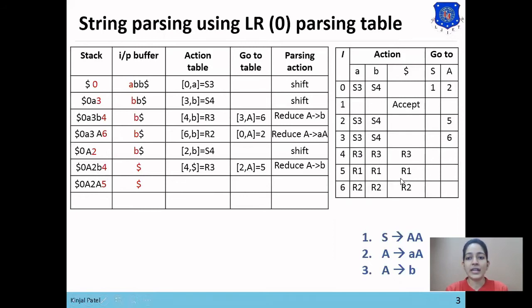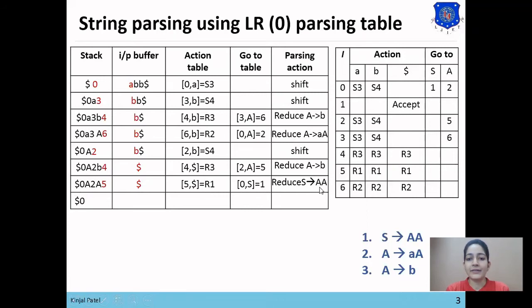So 5 to dollar has action R1. So reduce action will be performed. So as R1 has production rule S derives A, so A will be replaced in stack. So here A2, A5 will be replaced by left hand side S. So to replace A with S, there should be some value with S. So for that, we'll check for the value from 0 to S. So from 0 on S value 1. So S with value 1 will be placed in stack.